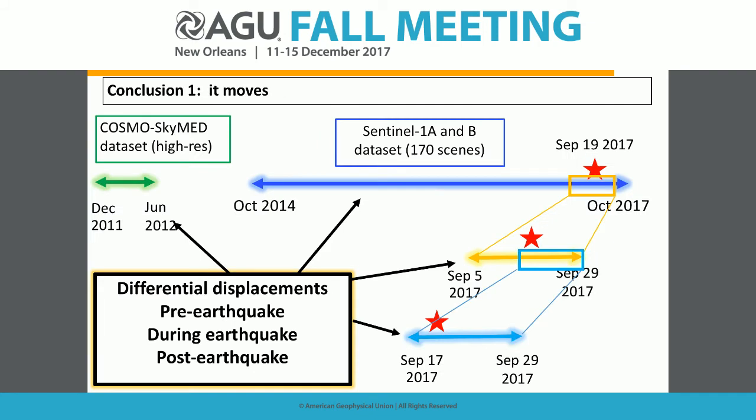So the conclusion number one that we have from this analysis is that from Cosmo-SkyMed, there is movement in the differential displacements around Sierra Santa Catarina. Then from Sentinel, there is a long-term differential displacement that is occurring in the same area. Then from this data set over here, there is differential displacement happening during the earthquake, and also at the interferogram level, we see displacements in the same area. So it is moving before, during, and after the earthquake.